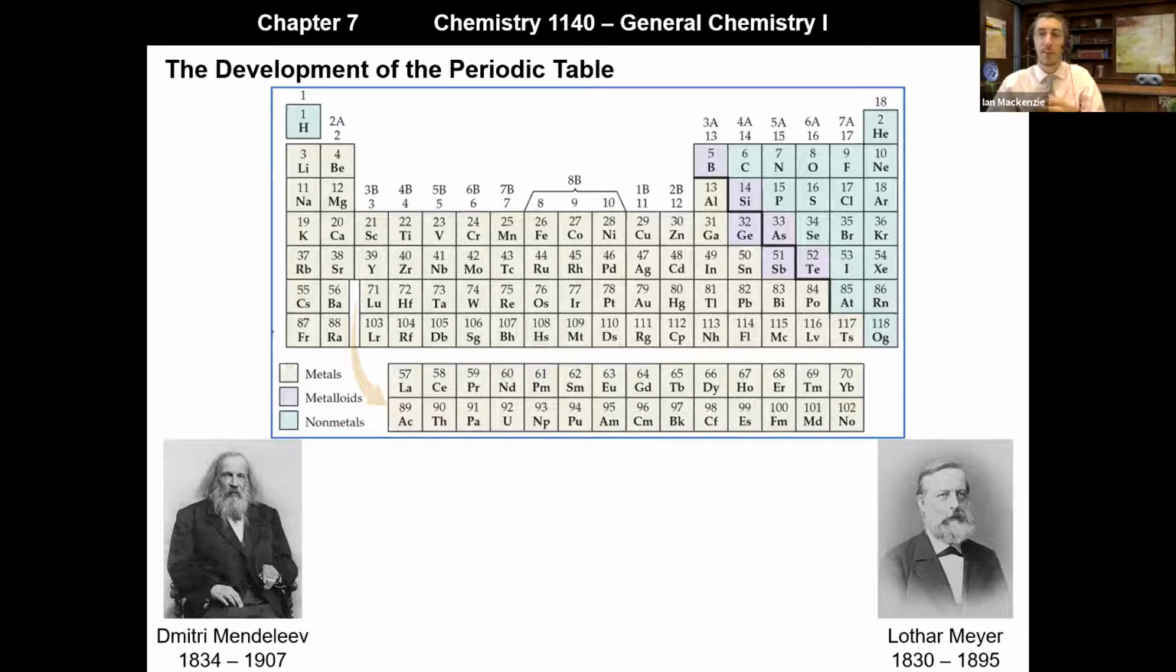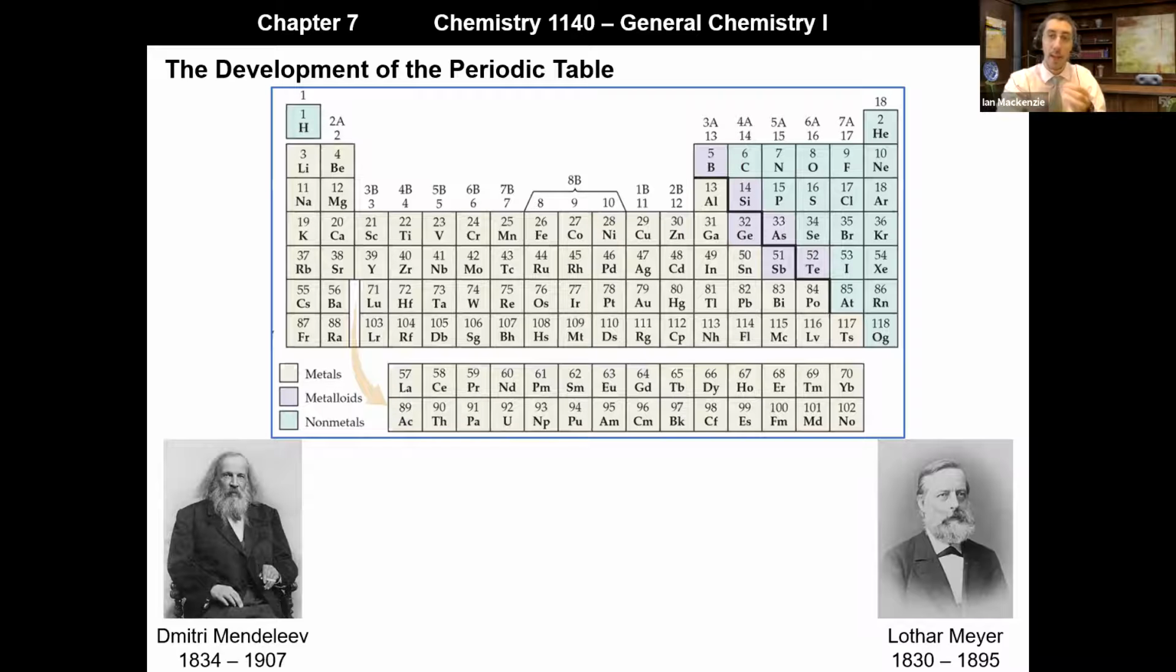However, a scientist who doesn't get a lot of credit is a German scientist by the name of Lothar Meyer. He actually had published a version of the periodic table before Mendeleev in 1864. Mendeleev's was published in 1869. And then Meyer updated it in 1870 with a version of the table which looked almost identical to Mendeleev's table. And so both of these scientists deserve credit for arranging the periodic table that we use today.